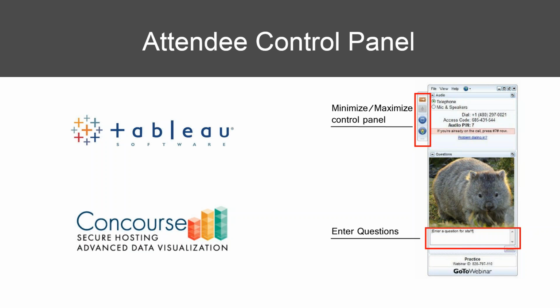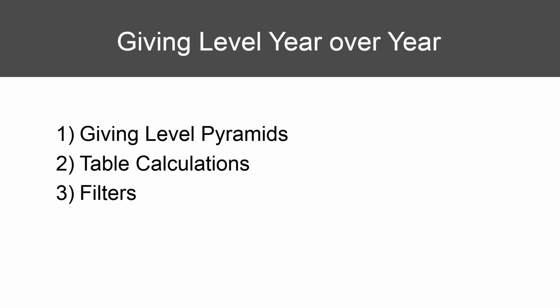So it's paint by numbers. We're going to be building basically a Tableau worksheet looking at giving level year over year, so that at the end, you'll have this worksheet that you can use yourself. What we'll be focusing on is giving level pyramids. If you attended last week's webinar, you'll learn about that. Otherwise, we'll cover what that is. We'll be going over table calculations and how those work in Tableau, and also filters.